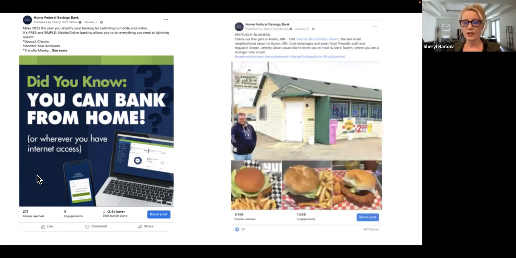We did a post to build goodwill and tag other businesses, and we did a business spotlight on Hooten Ole Smitty's Tavern. It's in one of the branches, small towns. The town has about 50,000 people in it. If you see the numbers at the bottom, this post reached 9,000 people on the same platform versus 271. It had 1,048 engagements and it was shared 49 times. And that's just a little small town tavern, but very popular, with a good social media following.